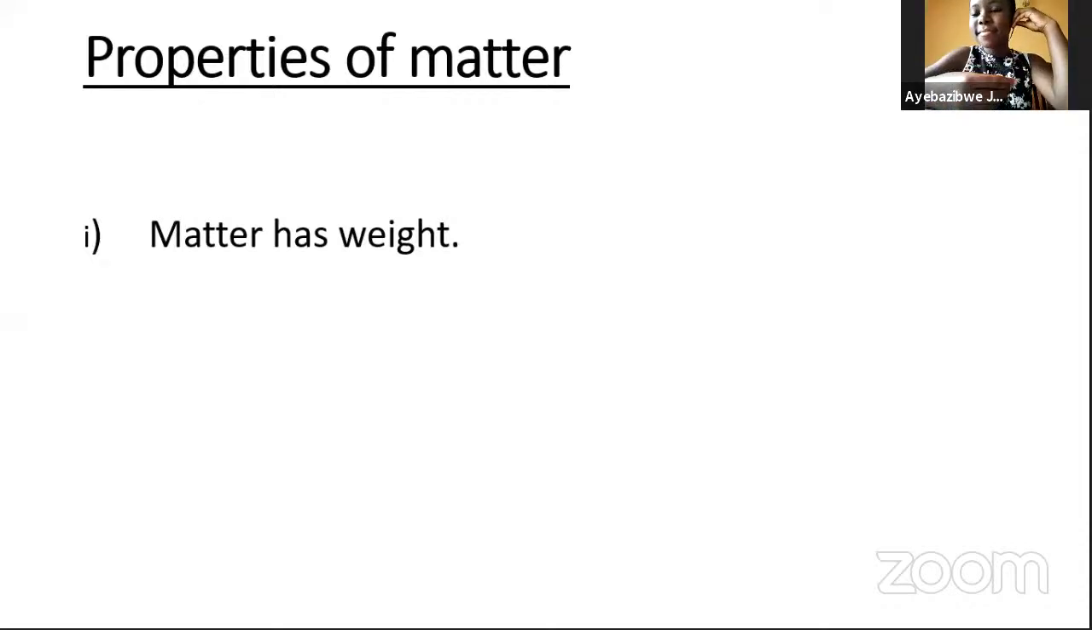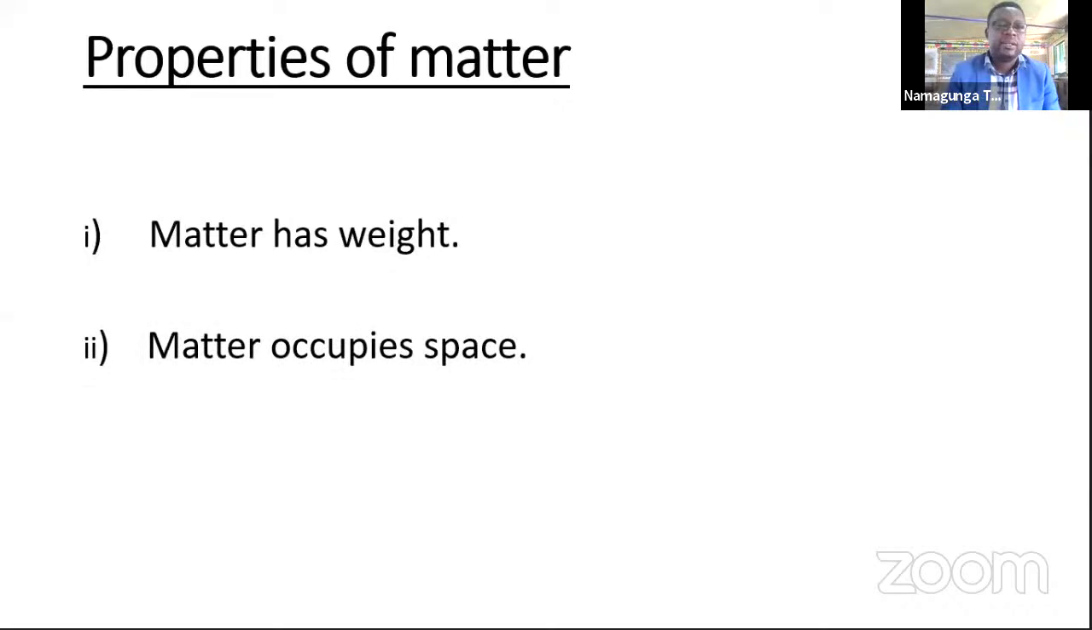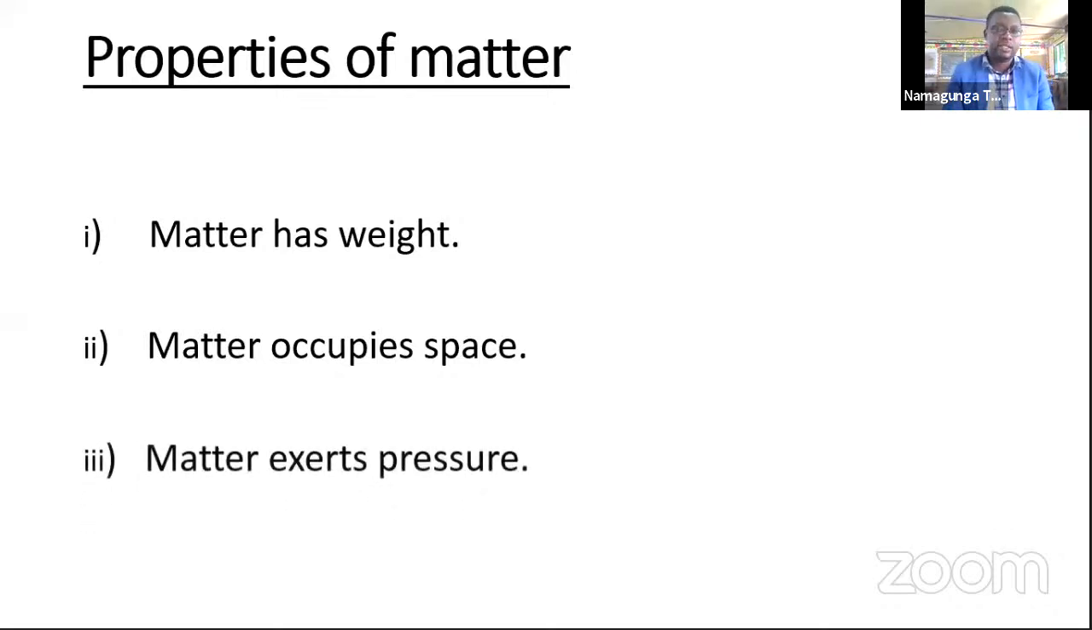Yes, matter has weight. That is the first one. We have the second one, which is matter occupies space. And then the third one is matter exerts pressure.